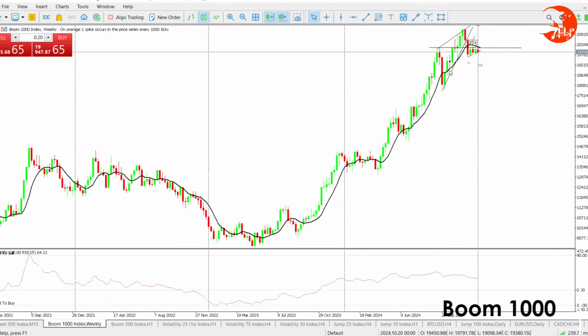Head over to weekly. So weekly, we all remember what we had. It's a rising wedge there, but we have a new point. In fact, I may not even use it. We just leave it where it was there. So we had a rising wedge and we had a breakout and a retest.